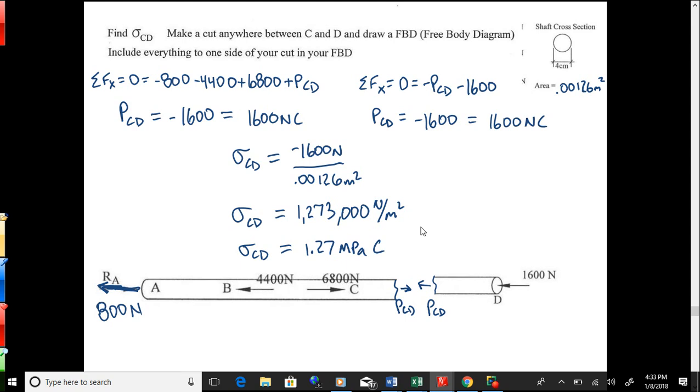Okay? So you can take either side you want, and this is the technique. You cut where you're interested. You've got to take one whole side or the other. You've got to go all the way to the end of the beam or the shaft or whatever it is. So if you're doing CD, you've got to go all the way down to D if you're using the right-hand side. You can't just cut a little piece out and use it. You've got to take an entire side to the end of the member. Okay?